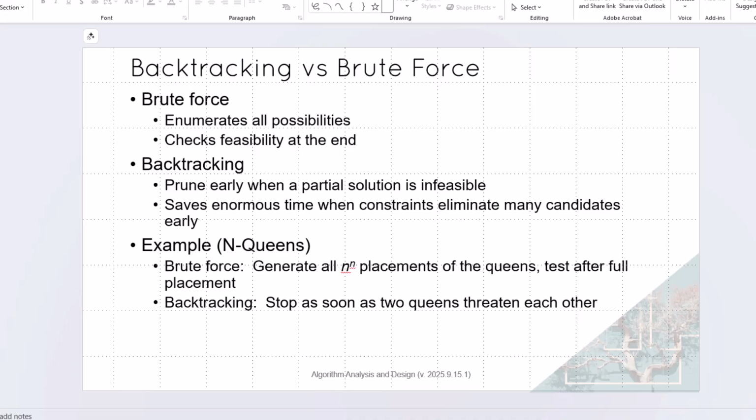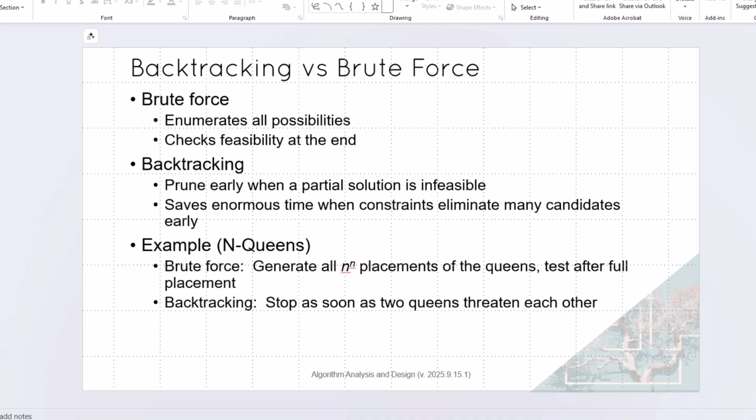For the n-queens problem, brute force would generate all n to the n placements of the queens, okay, and the idea, if you've played chess, when you put a queen on the board, it can attack other pieces vertically, horizontally, meaning rows, columns, and also on diagonals. The n-queens problem is you take an n by n board, and you place n queens on it. For example, if it's a standard 8 by 8 chessboard, you would place 8 queens on it.